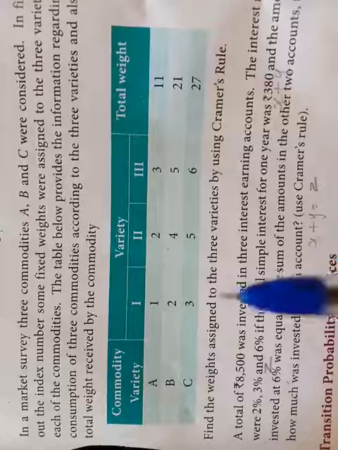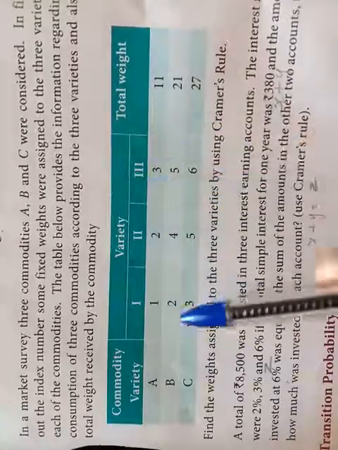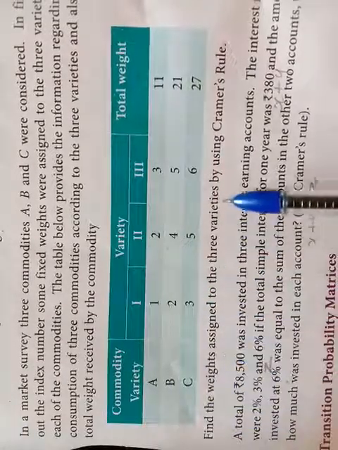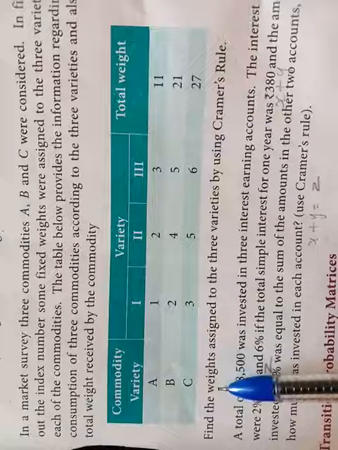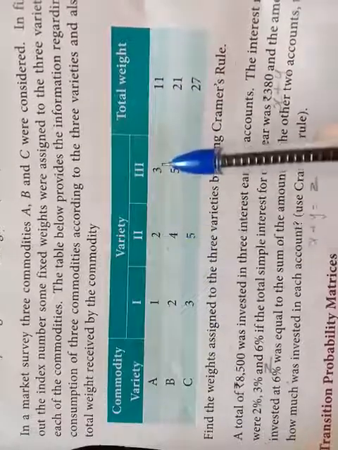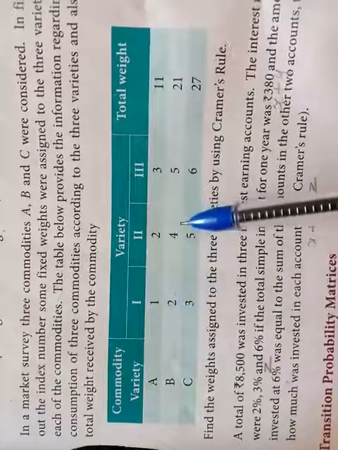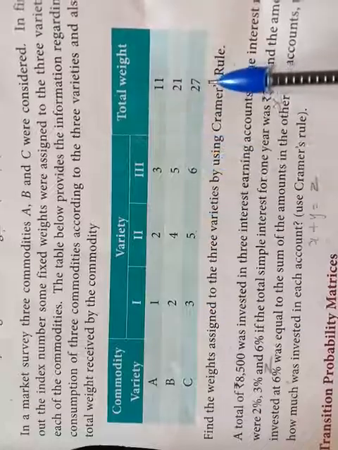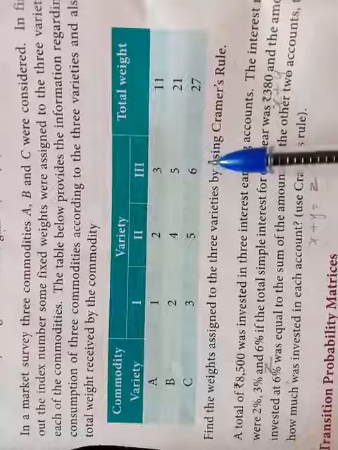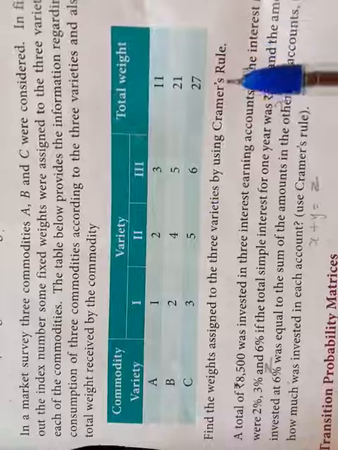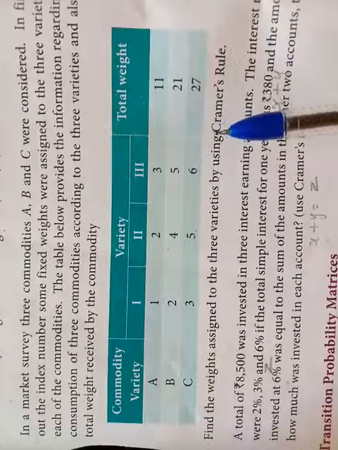This tabular column is given for the weight assigned to three varieties. They are asking to find the weight assigned to the three varieties by using Cramer's rule. So let x, y, z be the weight assigned to the three varieties. First write that, then form the equations as usual. x plus 2y plus 3z equal to 11. 2x plus 4y plus 5z equal to 21. 3x plus 5y plus 6z is equal to 27. From this, find del and del x, del y, del z. This is a 3 by 3 matrix, so you also have to find del z. From this we can calculate the x value, y value and z value.